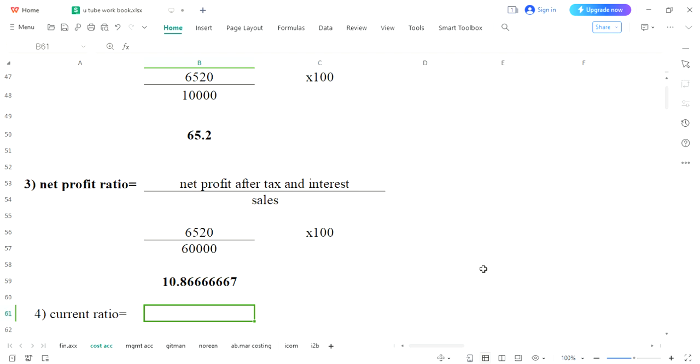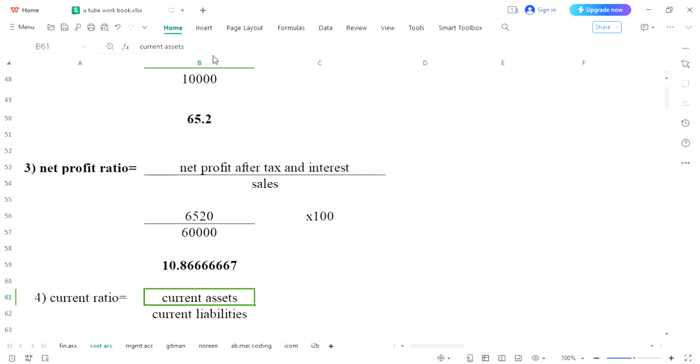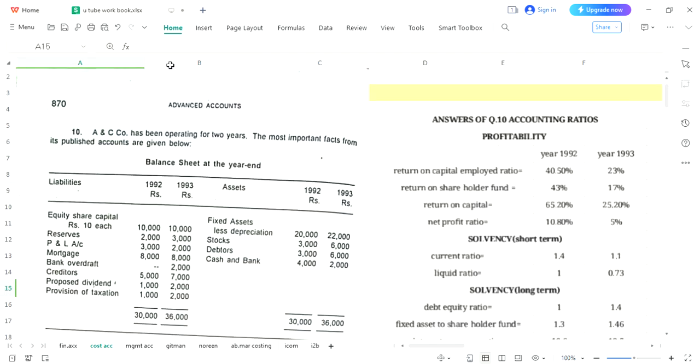And how will you calculate it? You need to have current assets, and then you will divide it by current liabilities. With this we will be able to calculate our current ratio. Okay, so let's get back to the question, and here we have our asset side. We need to get current assets: stock, debtors and cash. These are three current assets, 334.